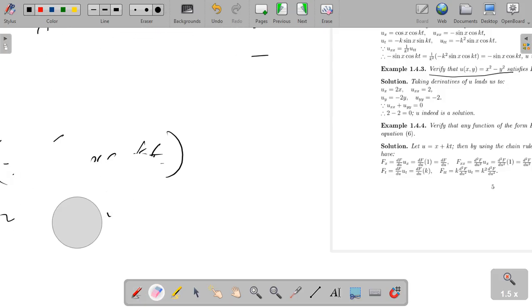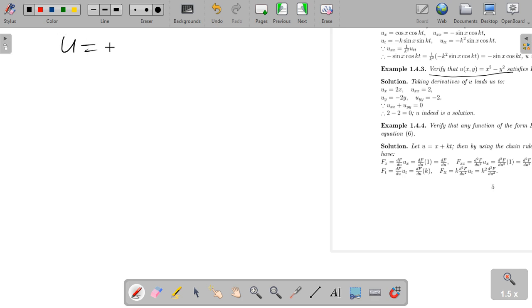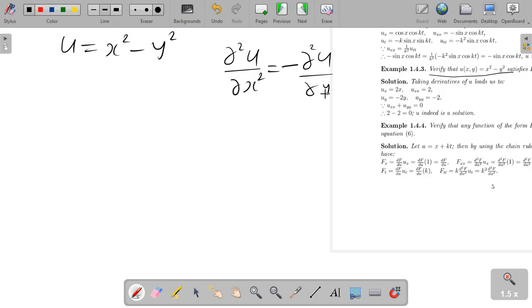So now to solve this is very simple. The same way, we have that our u is equal to x squared minus y squared. And the Laplace equation says that partial squared u over partial x squared must be equal to minus partial squared u over partial y squared. So let's see if this satisfies. The first thing I need is partial u partial x, which is differentiating with respect to x.